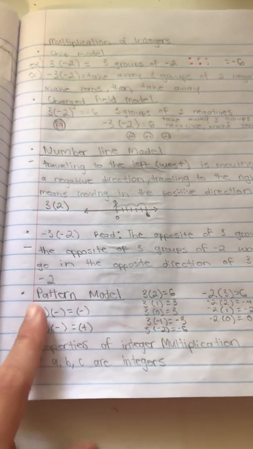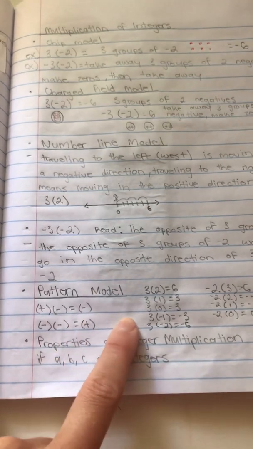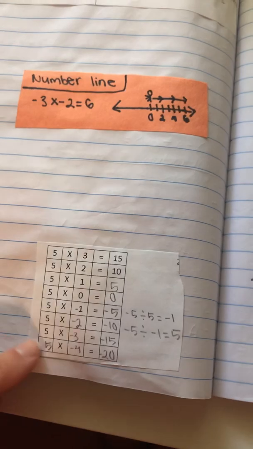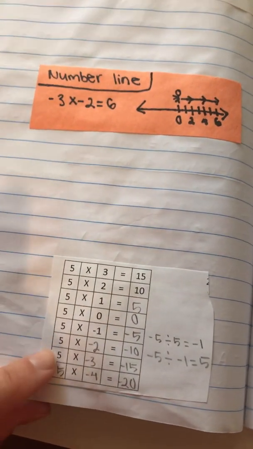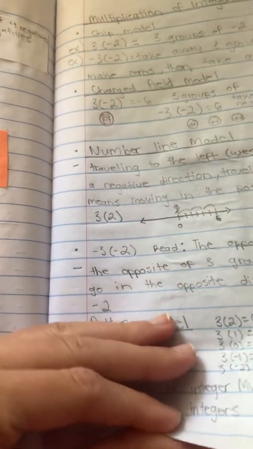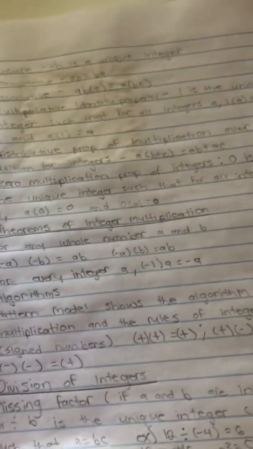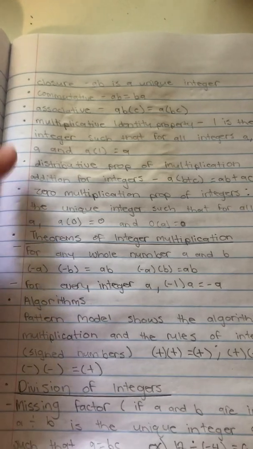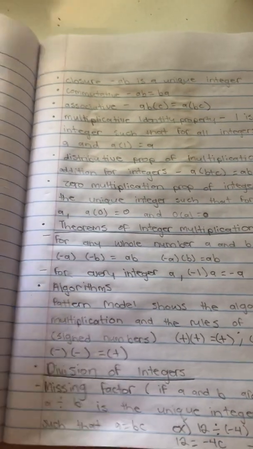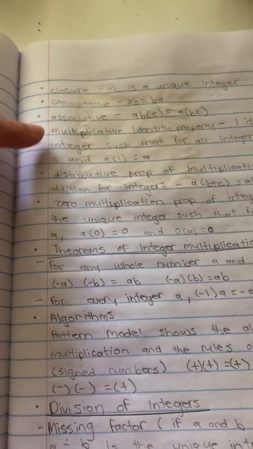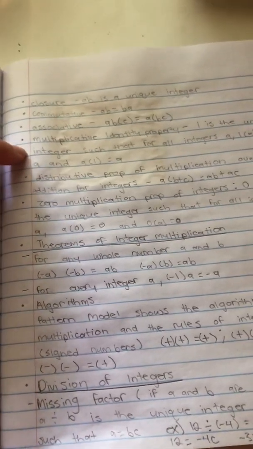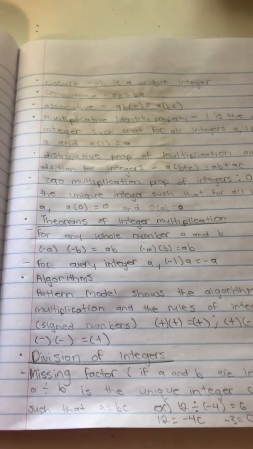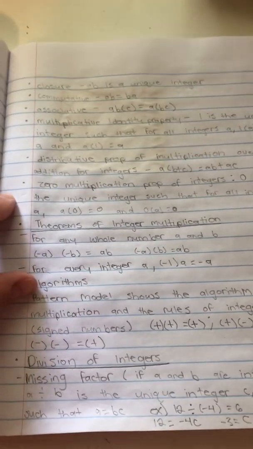And then at the bottom, the definition of the pattern model and an example. And then on page 39 we have the properties, the closure, commutative, associative, multiplicative identity property, distributive property, and then the zero multiplication property of integers.